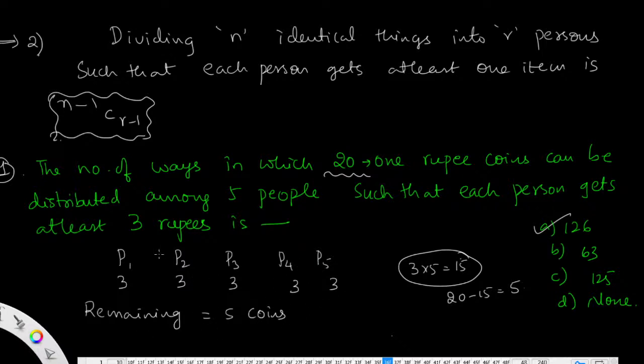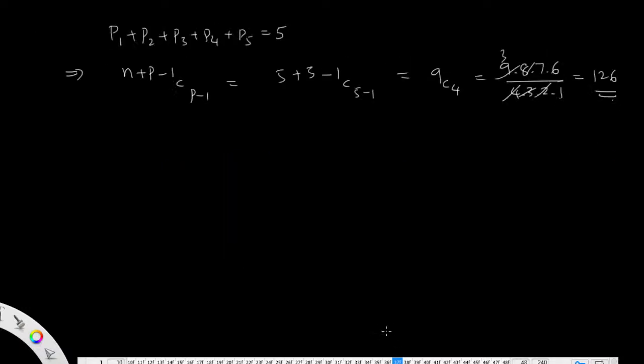This can be distributed, at least 3 rupees to each, and the remaining can be distributed among the 5 persons. Therefore we have P1 plus P2 plus P3 plus P4 plus P5 equal to 5. That is the formula we have just learned: number of ways in the distribution of n identical things among p persons without any restriction is n plus p minus 1 C p minus 1. Persons are 5 and the remaining coins also 5. So 5 plus 5 minus 1 C 5 minus 1, which is 9C4, again 126. Okay, same thing as the second question.